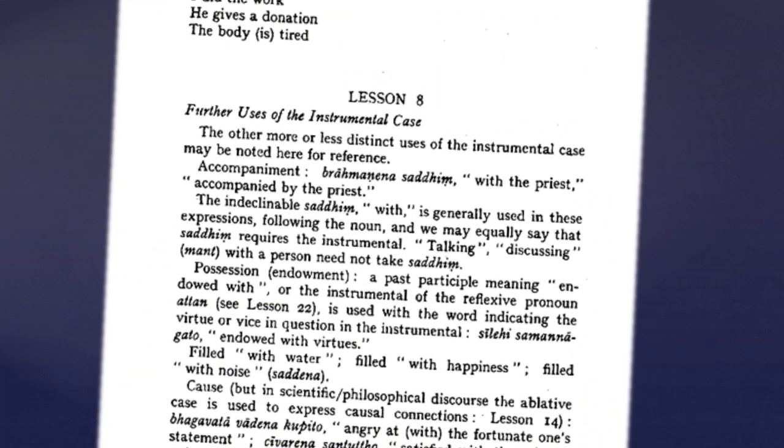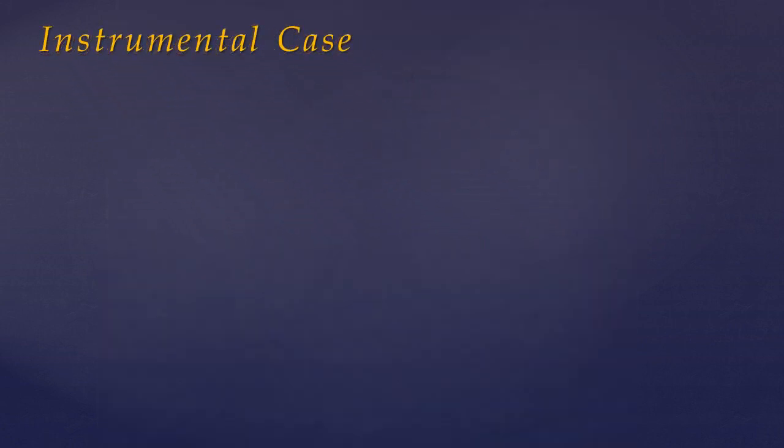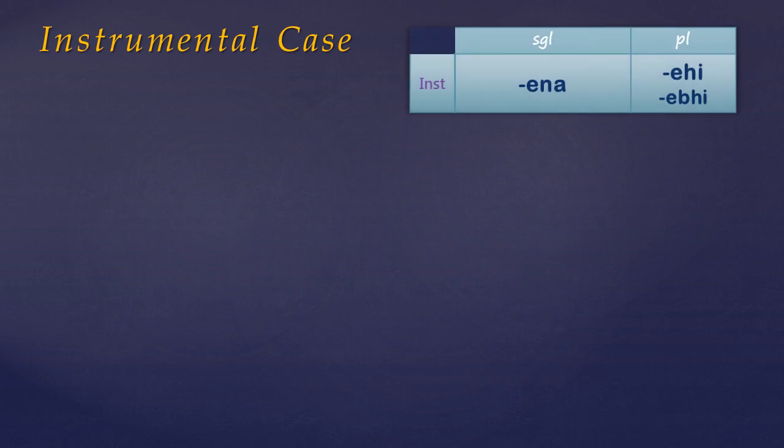So, Warder begins Lesson 8 with a detailed look at the uses of the instrumental case. He is quite thorough, so I'm only going to summarise here. If you remember from last week's tutorial, masculine and neuter noun stems in A take the ena and the ehi endings to mark instrumental nouns, and we find it's quite close to the usage of English prepositions by and with, in that it's used to denote the means, instrument or agent by which an action is performed.